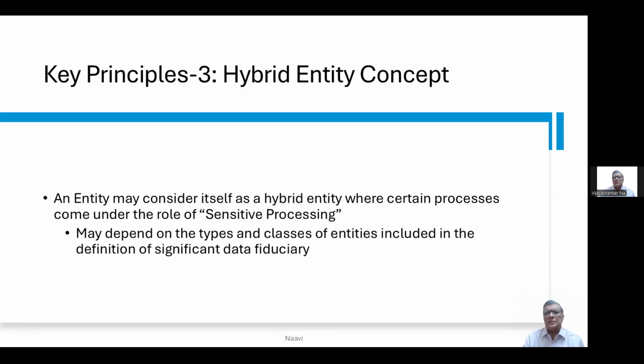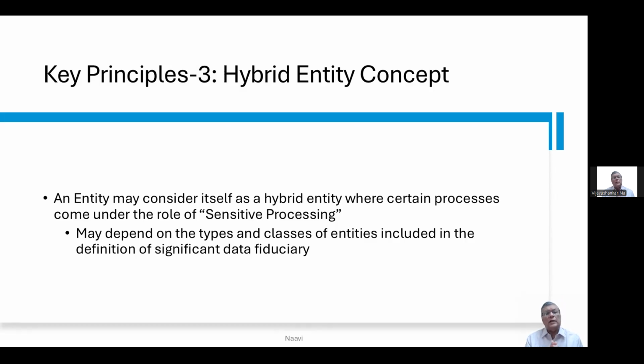Now, the third principle is to recognize that an organization is always considered a hybrid entity. Therefore, some of its processes are significant data fiduciary processes, some are not. So when the law says that if you are a significant data fiduciary, you need to have a DPO, you need to have a DPIA, you need to have a data audit.